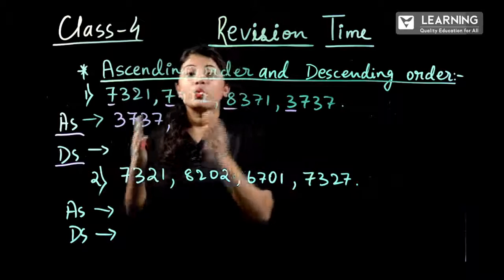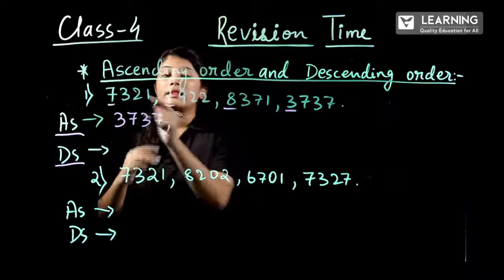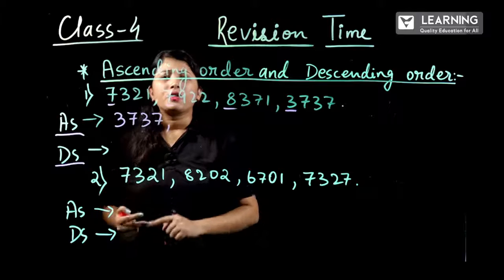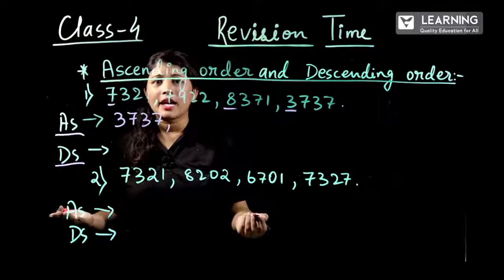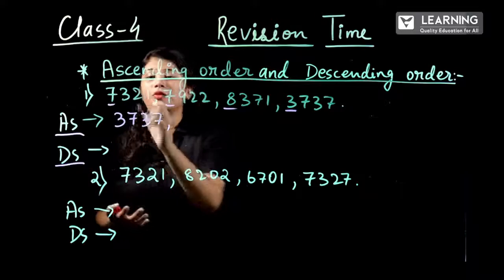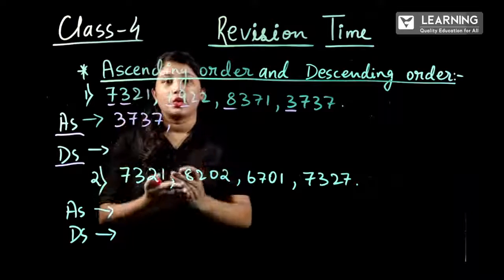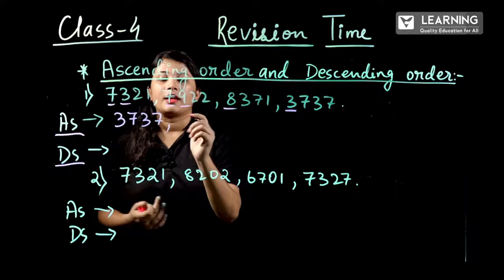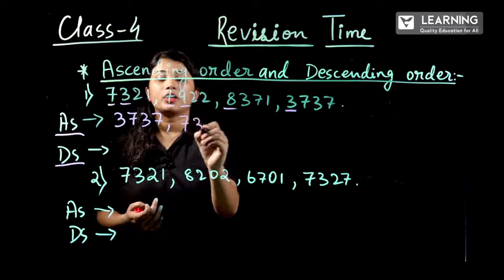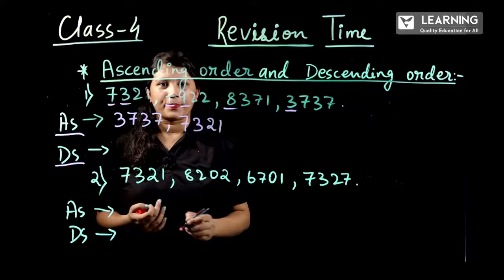After that, what is the number? 7 and 7. After 7 both are same, then how are we going to find? We will focus on the second number. 3 and 9. Which is the smallest? 3. So we will write 7, 3, 2, 1.